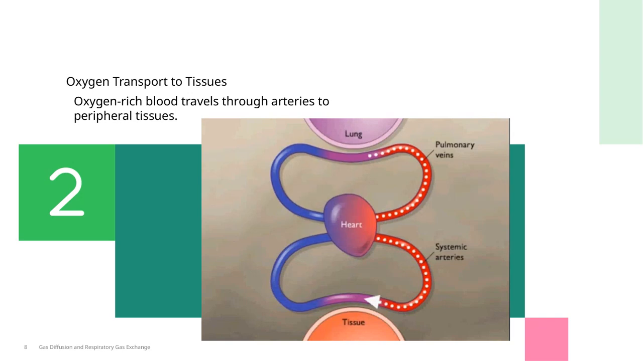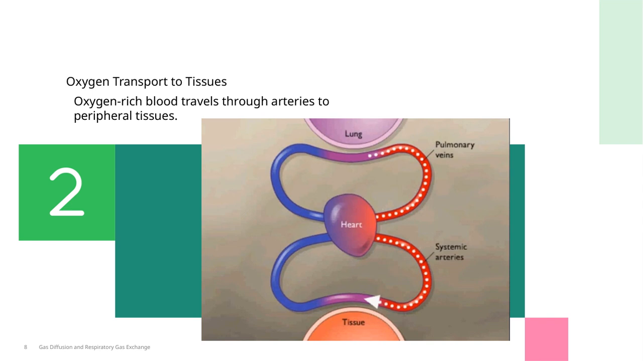Now, let's look at how oxygen gets from the lungs to the tissues that need it most. Once the blood has been oxygenated in the lungs, it travels through the arteries. Think of these as highways carrying oxygen-rich blood. This blood is then directed toward the peripheral tissues, which includes all the organs and cells throughout your body.